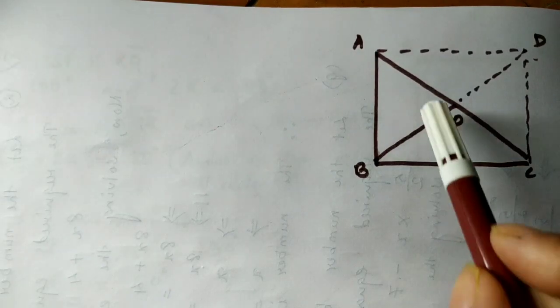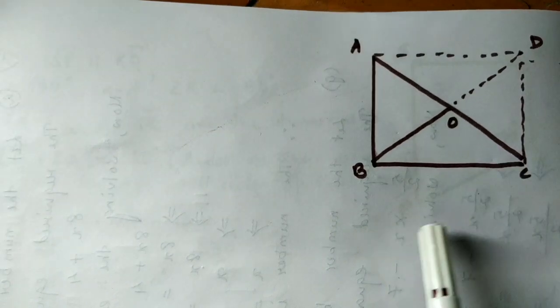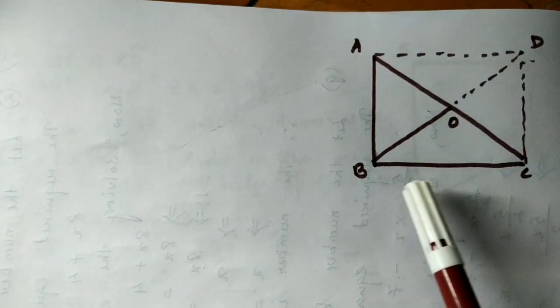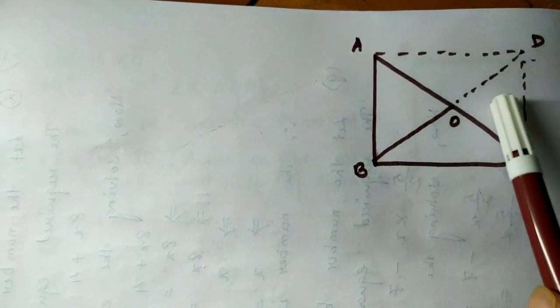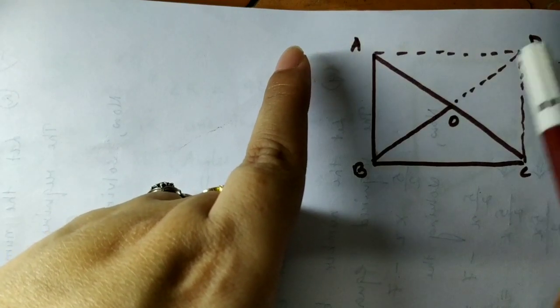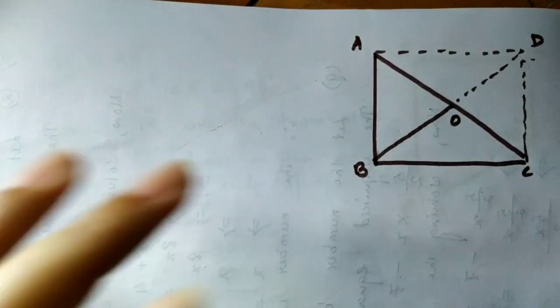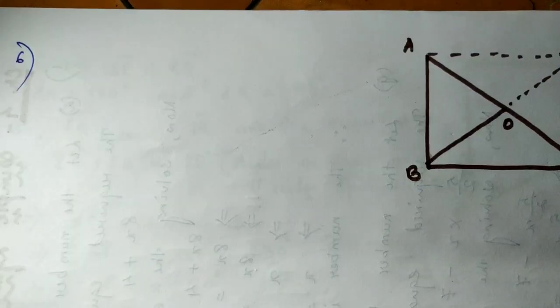So actually it's given ABC is a right angle triangle and O is the midpoint of the opposite side of the right angle. This is the right angle, so opposite side is AC, O is the midpoint. I have to prove that O is equidistant, means from O, A, B and C, means OA, OB, OC all are equal. So I have to do that. So let's solve the sum now.